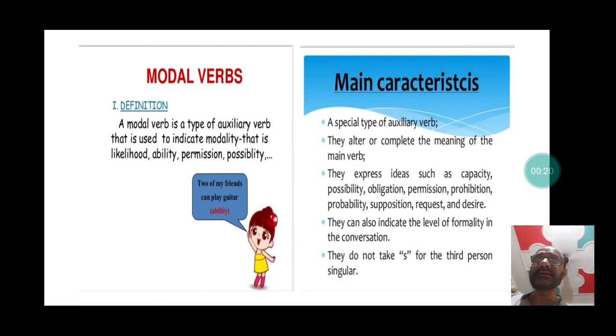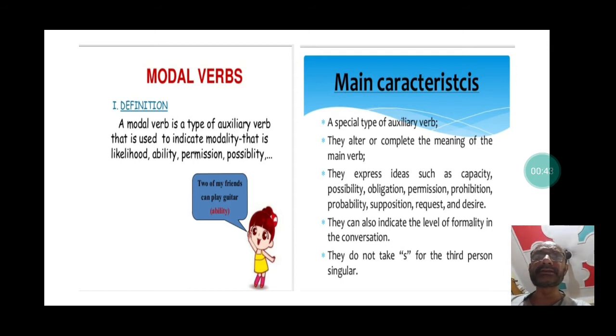Let's see the definition of modals. Now, a modal verb is a type of auxiliary verb that is used to indicate modality, that is likelihood, ability, permission, possibility. Two of my friends can play guitar. Now, can play guitar here stands for ability. So, let's go into further details.